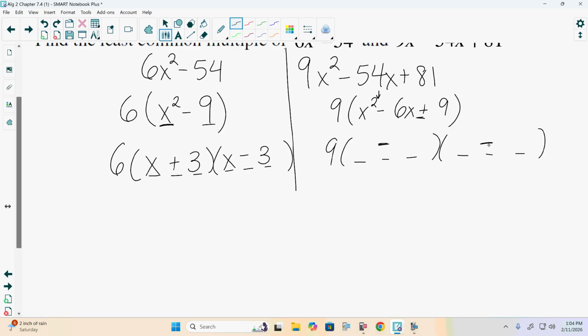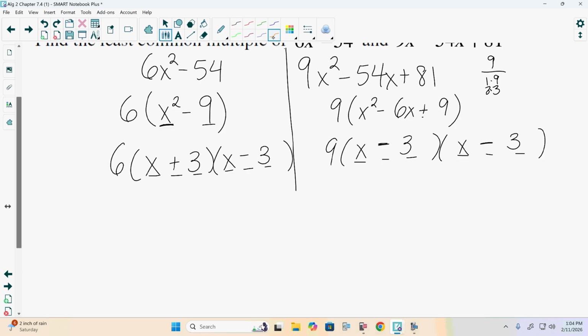Now we're looking at the factors of the first and third terms. Now the factors of x squared, well, the only set we have are x and x. Now the factors of 9, well, we have 1 and 9 or 3 and 3. Most likely for us here, we're going to use or need to have 3 and 3.